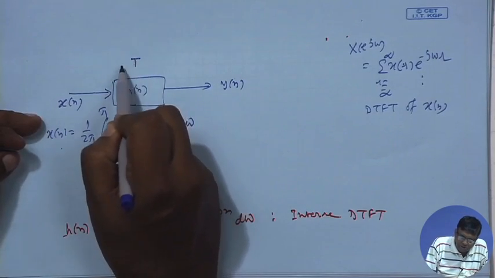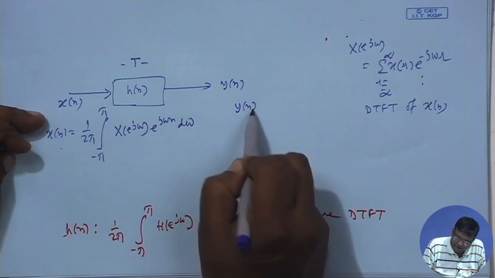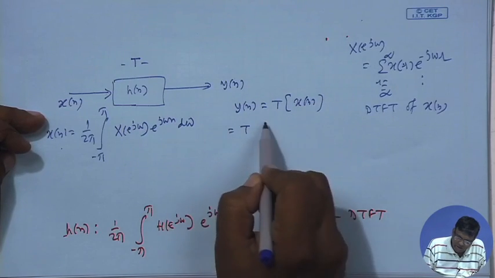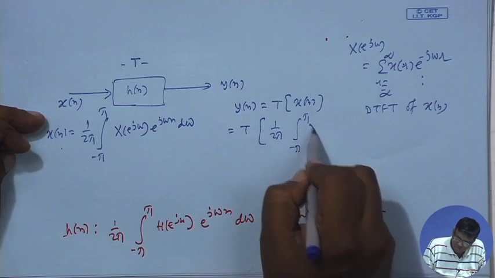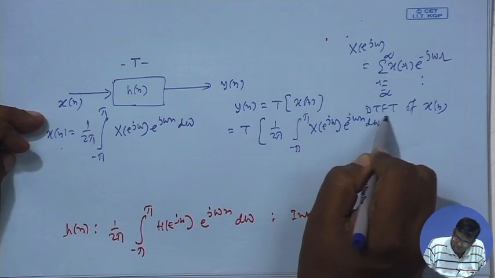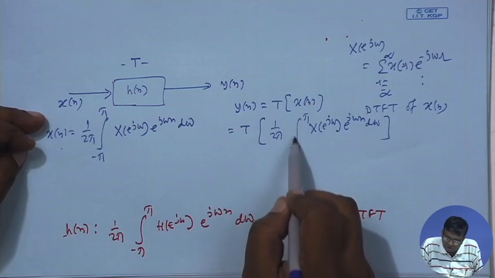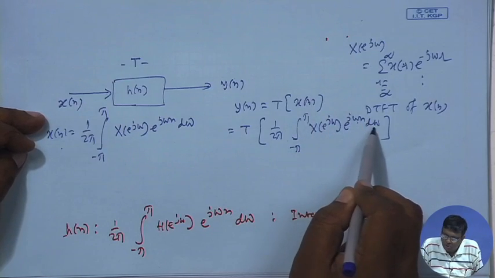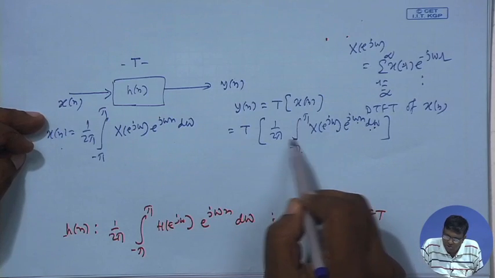The system is also represented by a linear operator, a linear shift invariant operator T. So, my output yn is T working on xn, T working on this. Since T is linear, this constant will come out, T working on the summation of these subsequences. Here omega is continuously varying, that is why we do not have a discrete sum. Omega is continuously varying from minus pi to pi, we have a continuous sum.